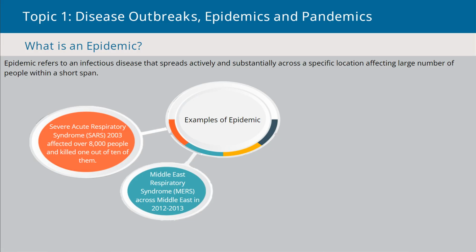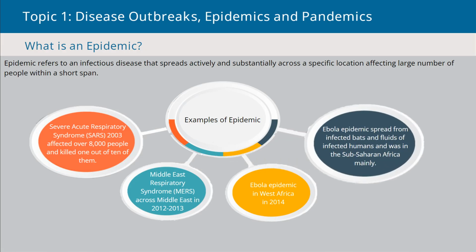Similarly, epidemic of Middle East respiratory syndrome, or MERS, across Middle East in 2012 to 2013, and the Ebola epidemic in West Africa in 2014 caused fear and panic as well as inflicted massive damage to the economy. Ebola epidemic spread from infected bats and fluids of infected humans and was in the sub-Saharan Africa mainly.